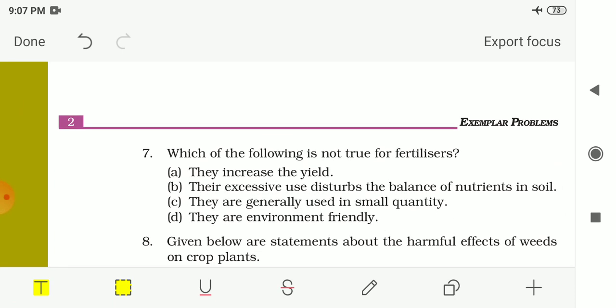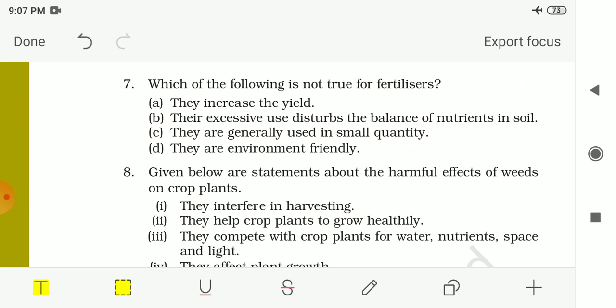Next, seventh number. Which of the following is not true for fertilizers? The options are given to you, that is: they increase the yield, their excessive use disturbs the balance of nutrients in soil. Next, C number, they are generally used in small quantity, and last option, they are environment friendly. So here your answer is option D.